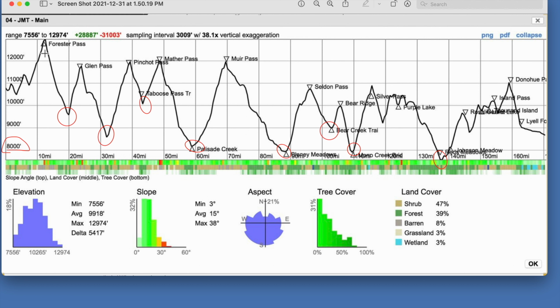This actually isn't the whole trail. We only have 160-ish miles of it. But it's enough to just get the idea of what we're talking about here. I've circled these low spots, the valleys between the passes. And that's where we want to camp.